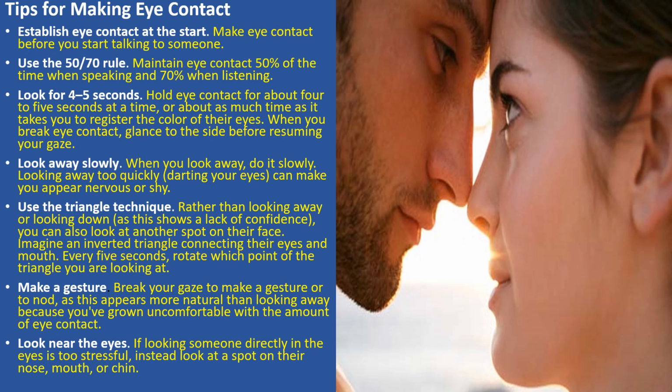Use the 50-70 rule. Maintain eye contact 50% of the time when speaking and 70% when listening. What do we do? Use the 50-70 rule, because we must have eye contact 50% while we speak. We must use 70% eye contact while someone else is speaking. It will help to connect both of us and make the conversation better.